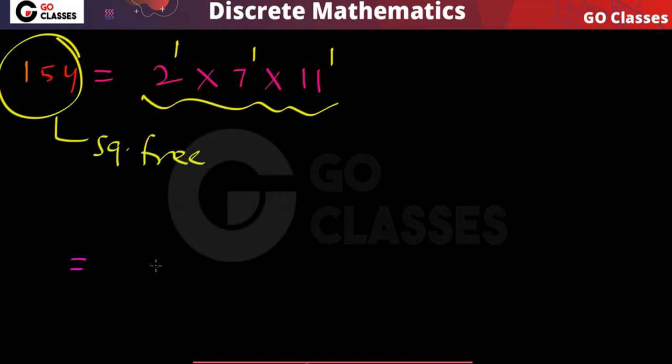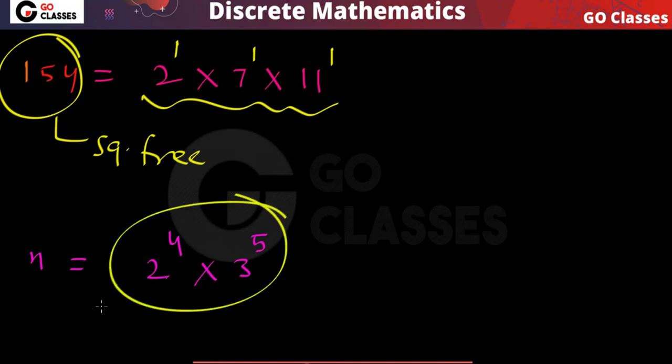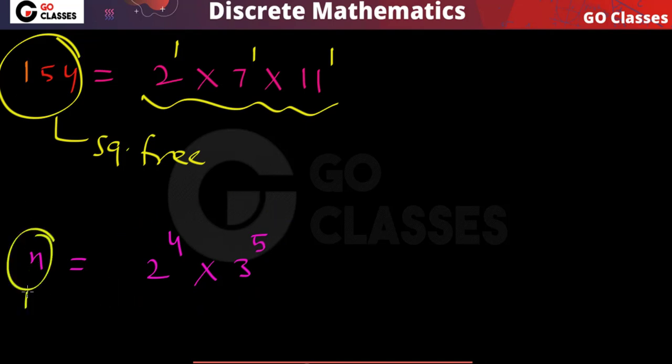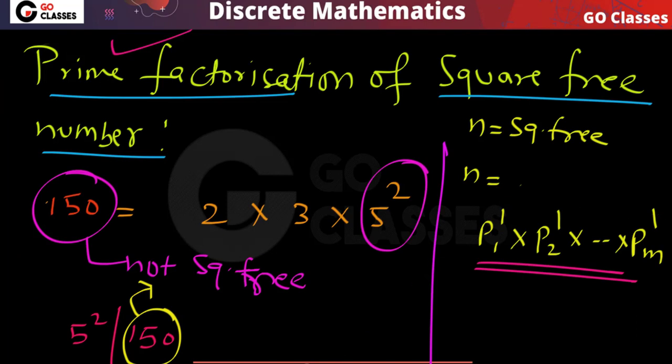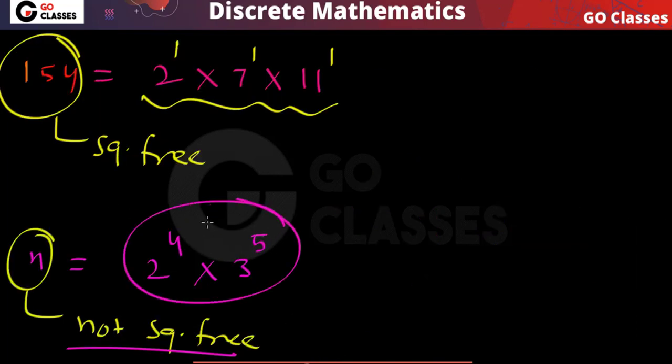What about this number? For example, if I give you 2 power 4 multiplied by 3 power 5, whatever this number n is, it is not square free. Why is this not square free? Because you can notice in the prime factorization, powers are other than 1. Remember, for a square free number, the powers in the prime factorization will always be 1.